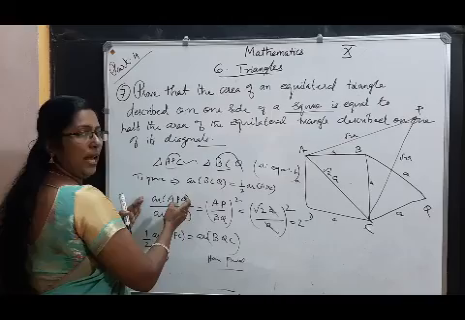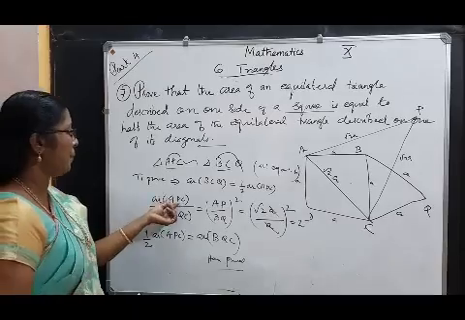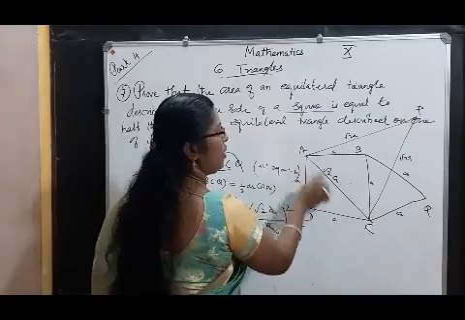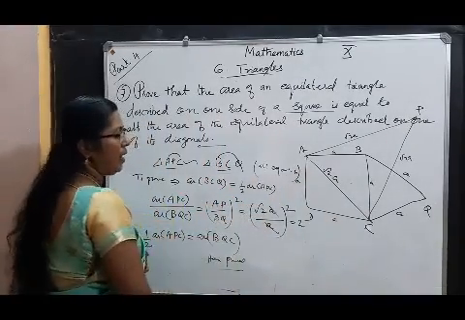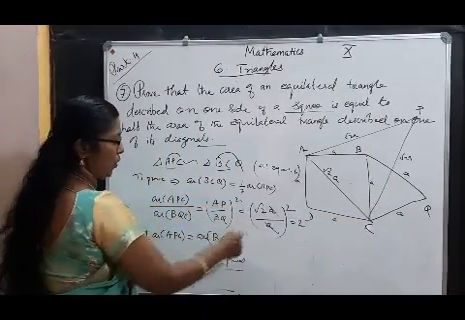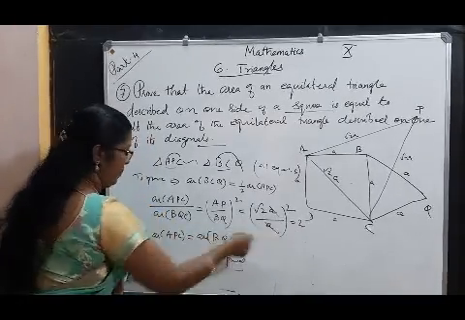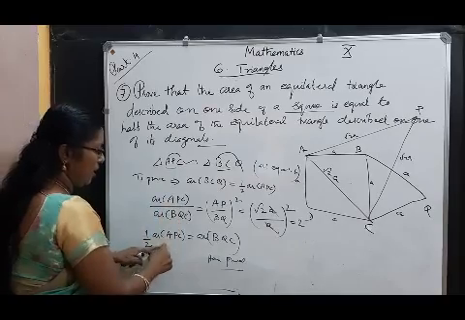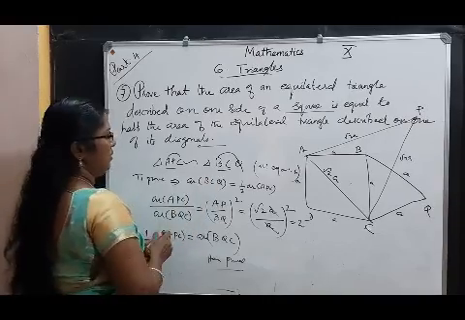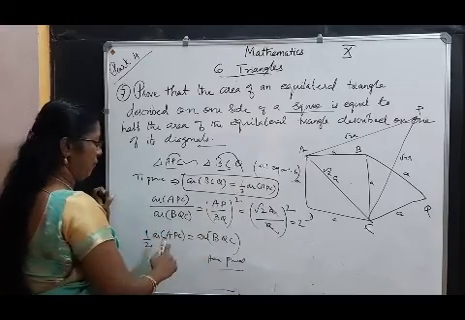Here area of the larger triangle divided by area of the smaller triangle equals the square of the corresponding sides, AP by BQ the whole square. Here AP is root 2A for the larger, by A for the smaller. This is A by A. A cancels. Root 2 square is 2. Then transpose this 2 to the left side. Multiply by 1 by 2, area of APC equals, changing it to the right side, area of BQC. That is our answer. Area of BQC equals half of area of APC.